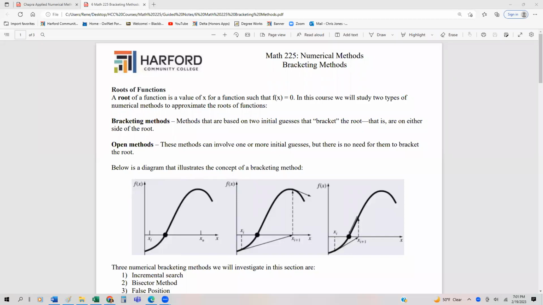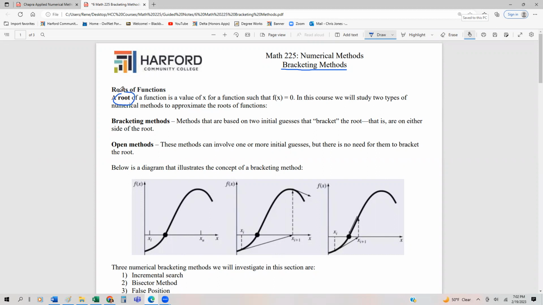In this video series, we're going to be taking a look at numerical methods where we can start approximating the roots of functions. The methods we're going to use are called bracketing methods. First of all, let me explain what a root is, and then explain what a bracketing method is versus something called an open method.